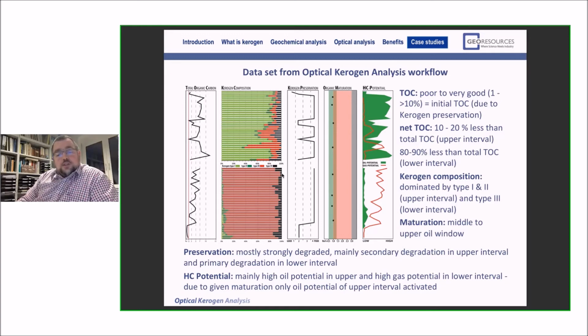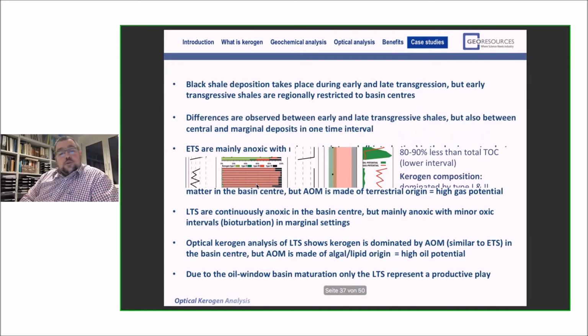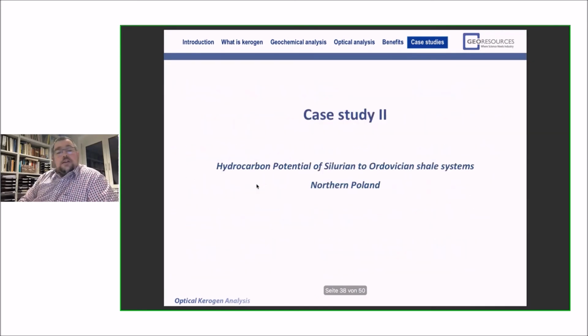So coming back to the initial question, it doesn't make sense to extend the exploration into the areas where we only have the lower black shale, because we will find no production. So the oil production is controlled by the upper interval. So this was a first case study, and we switch on to the second case study.